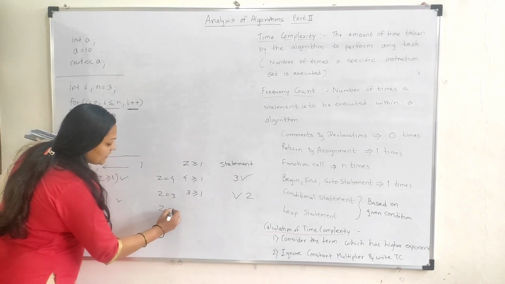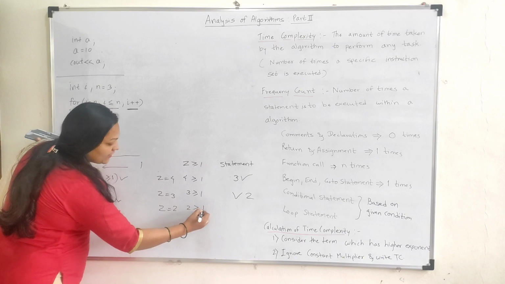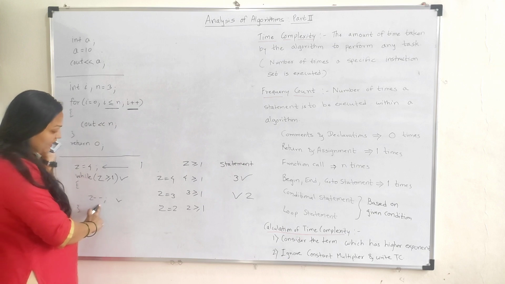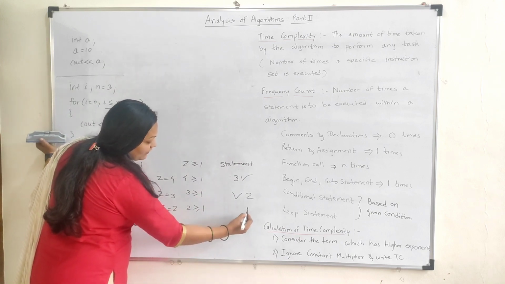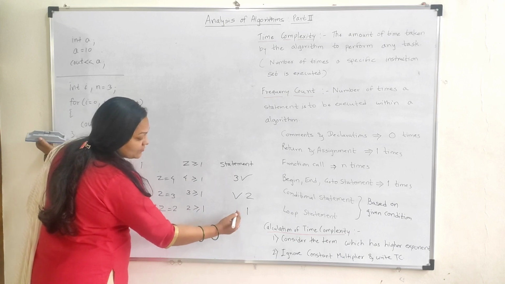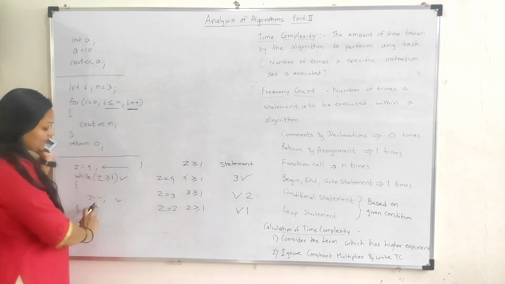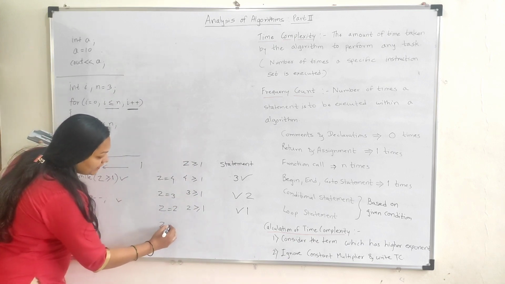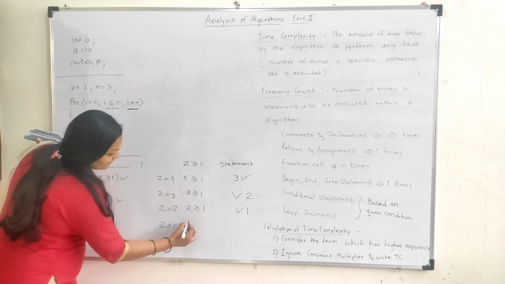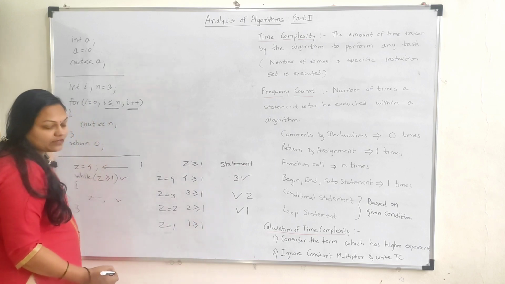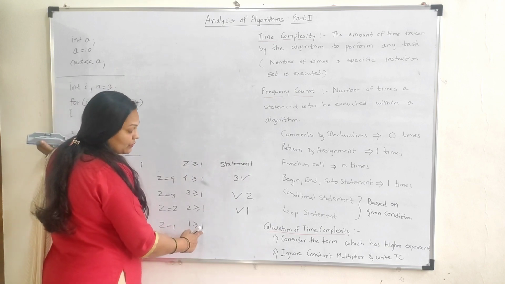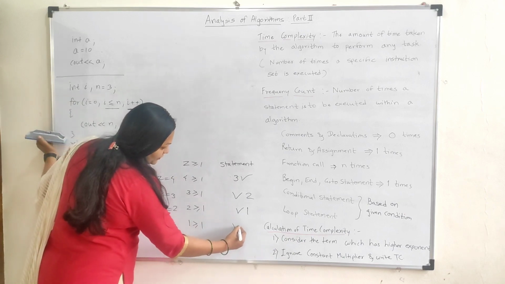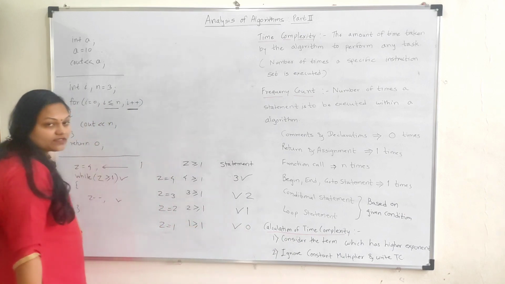Okay, so the value of z is 2. 2 is greater than or equal to 1. Is the statement true? Yes. So program control will go inside and again the value of z will decrease by 1. The statement inside the while loop will execute. Again, the value of z will be 1. So it will check this condition: 1 is greater than or equal to 1. Yes, this is true. So whatever statement is inside the while loop will execute, and the value of z will be 0.